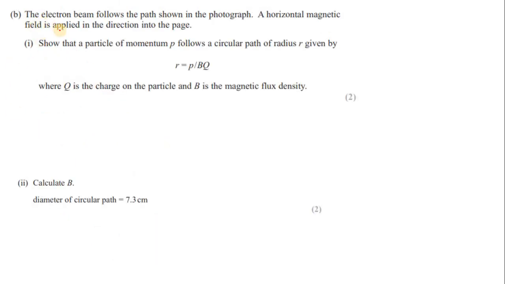Part B. The electron beam follows the path shown in the photograph. A horizontal magnetic field is applied in the direction into the page. Show that the particle of momentum p follows the circular path of radius r given by this equation. If you recall, a charge moving in a magnetic field experiences a magnetic force, due to which the particle moves in a circular path.